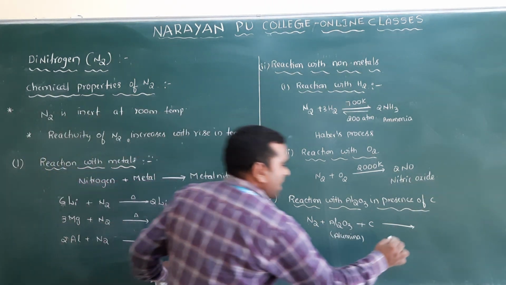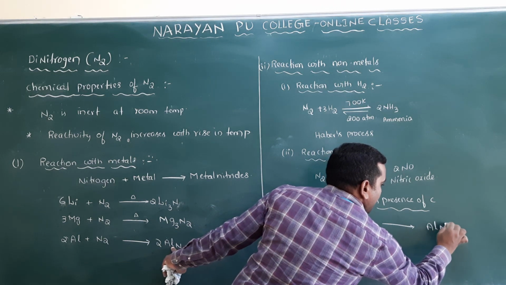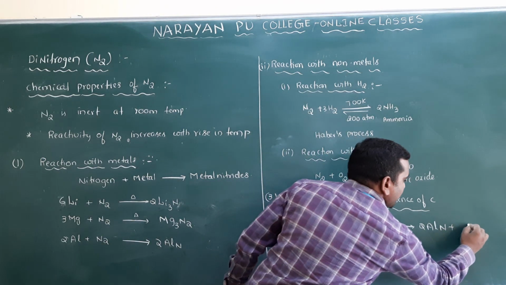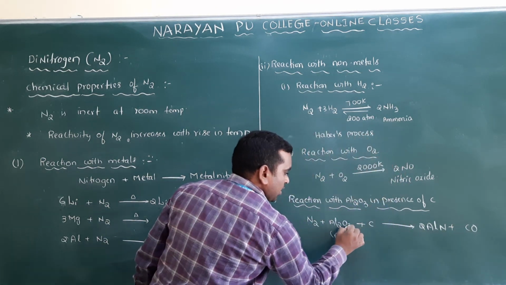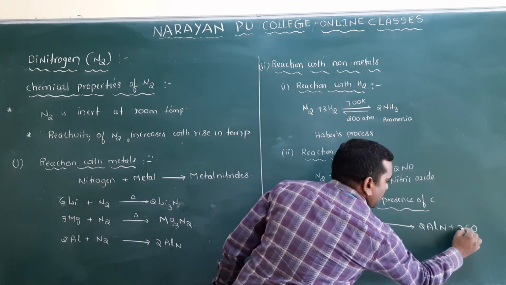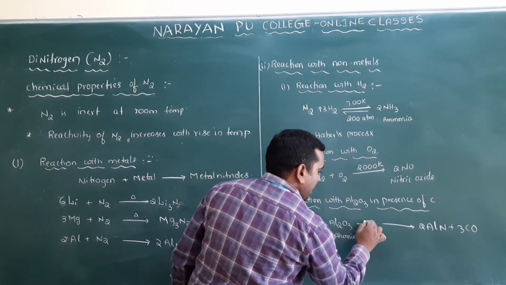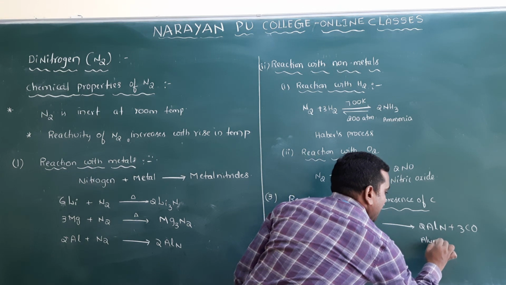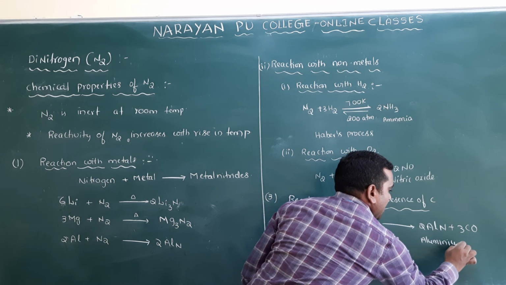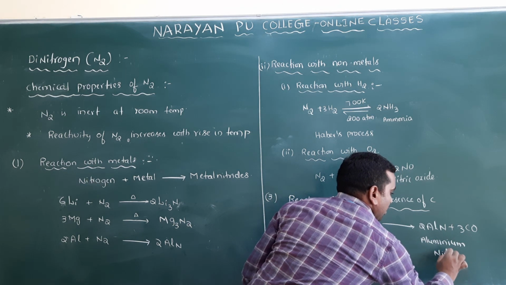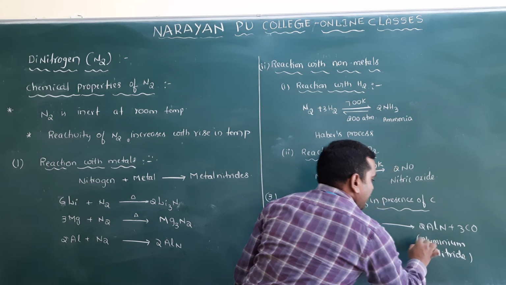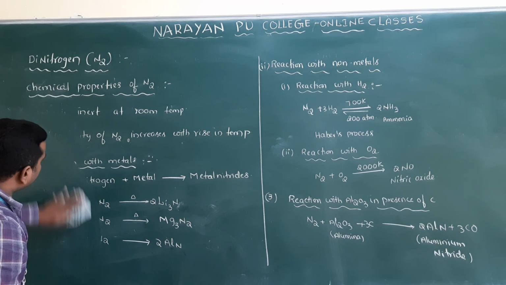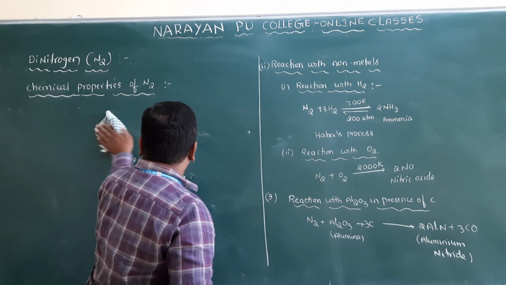Clear? So you will get AlN, how many moles here? 2 moles, plus carbon and oxygen will be removed as carbon monoxide. Here 3 oxygens are there, so I put 3 oxygens here, and how many carbons do I have to put here? 3 carbons. So what are you getting here? Aluminium nitride. Aluminium what here? Nitride. Clear? So this is the third one. Next, the fourth reaction. So what is the fourth reaction here?